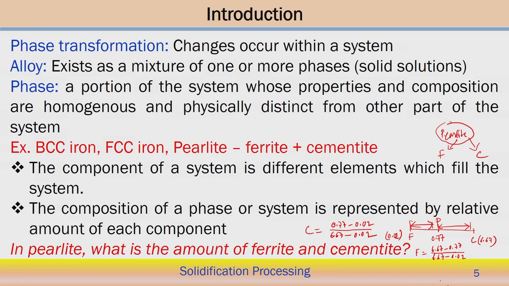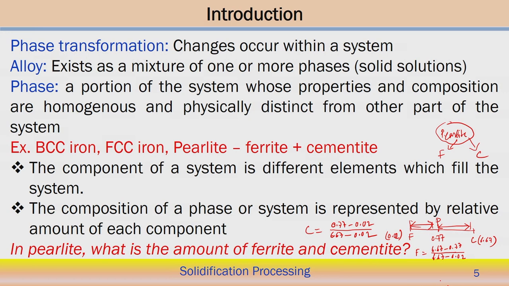Overall, you can see that a phase transformation, a change of phase, may occur within a particular system, from one phase to another phase. It is possible from liquid phase to solid phase, or from one solid phase to another solid phase, or from one solid phase to a mixture of two other solid phases. All possibilities are there. An alloy can exist as a mixture of one or more phases, and of course we can consider an alloy as a solid solution. And a phase is a very distinct, homogeneous, physically distinct part with respect to others in a particular system. We have given examples of two different single phases, and one example of a phase mixture, both possible.